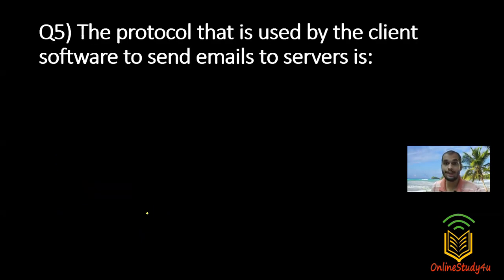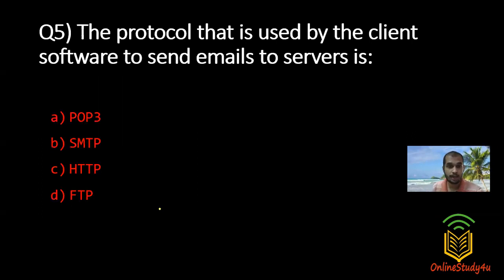The protocol that is used by the client software to send emails to the server is option A, POP3, option B, SMTP, option C, HTTP, option D, FTP. So the answer here is SMTP. SMTP stands for Simple Mail Transfer Protocol. HTTP stands for Hypertext Transfer Protocol. This is used to send text over the internet. This is used to send files over the internet. This is used to send mail over the internet.